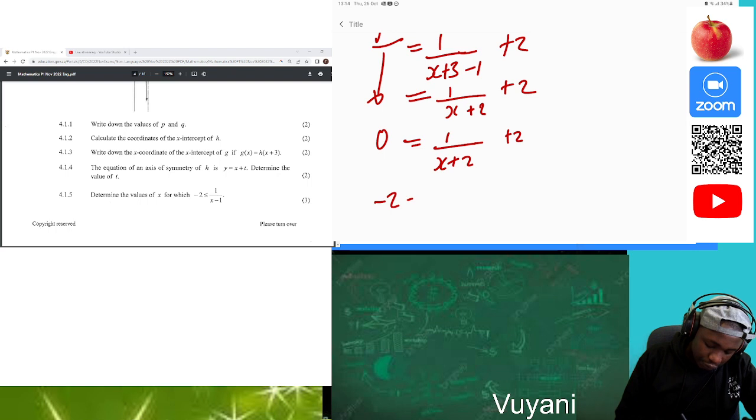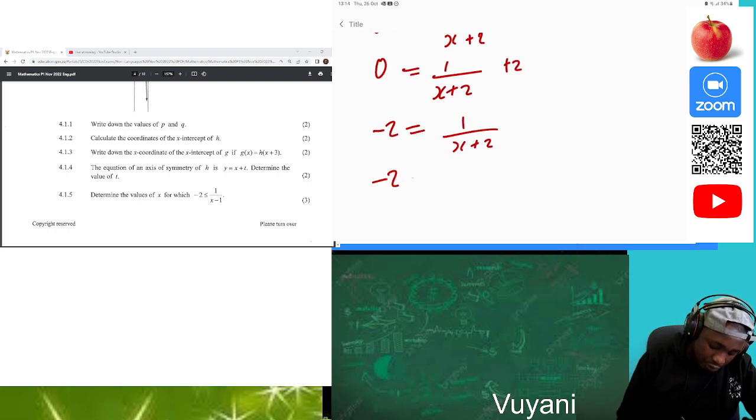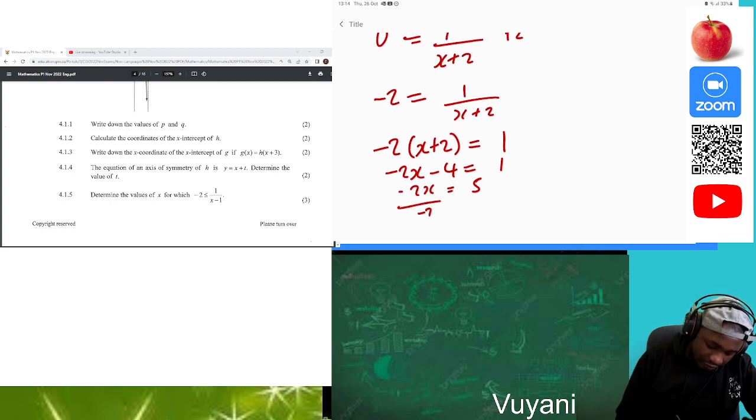Then we have -2 equal to 1 over x plus 2. Then we have our -2 times (x plus 2) equal to 1, so negative 2x minus 4 is equal to 1, then negative 2x is equal to 5. Divide by negative 2 on both sides, so x is equal to 5 over negative 2.